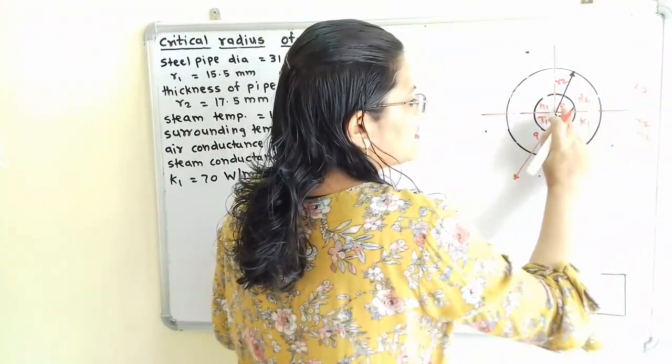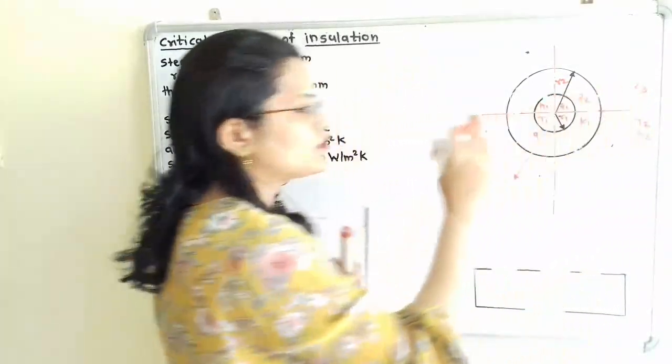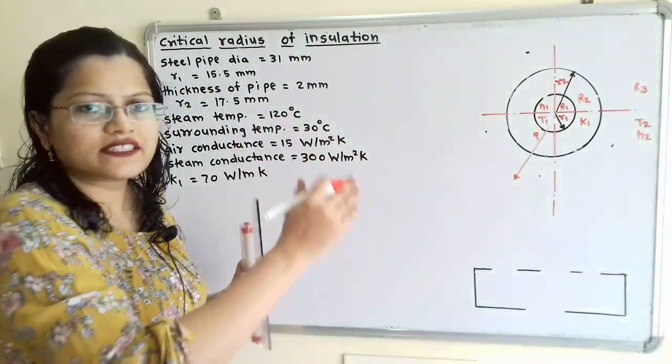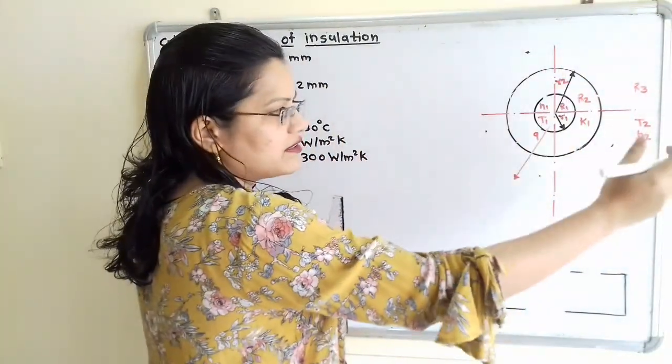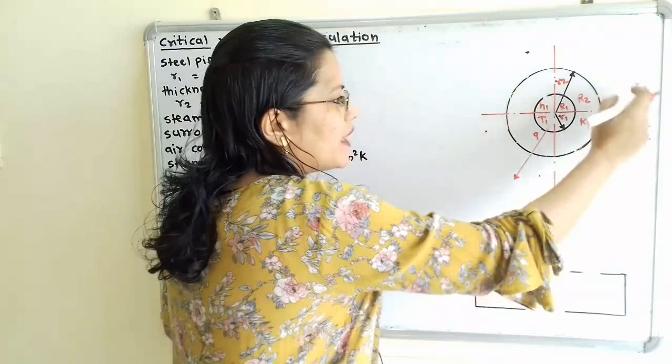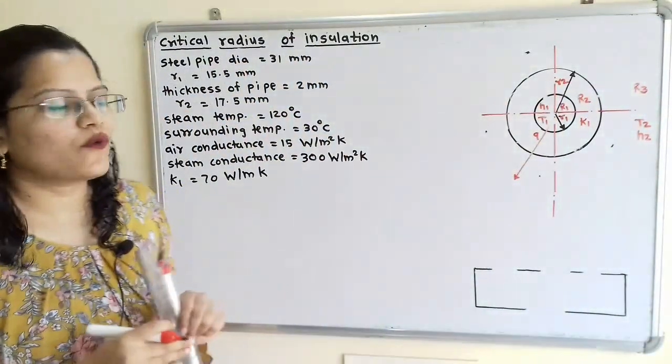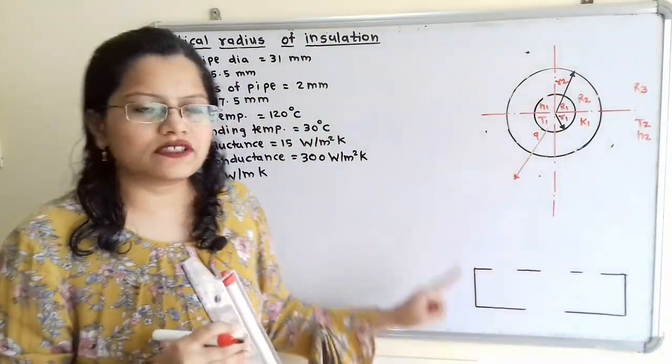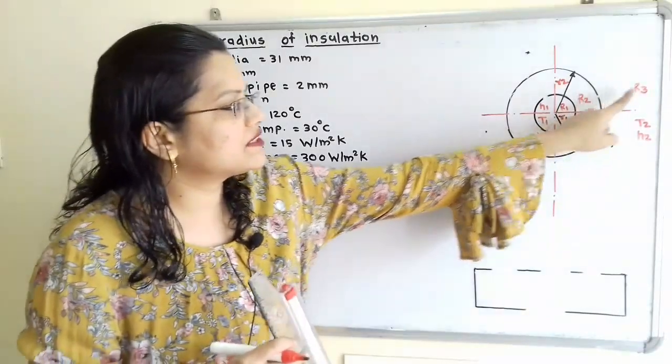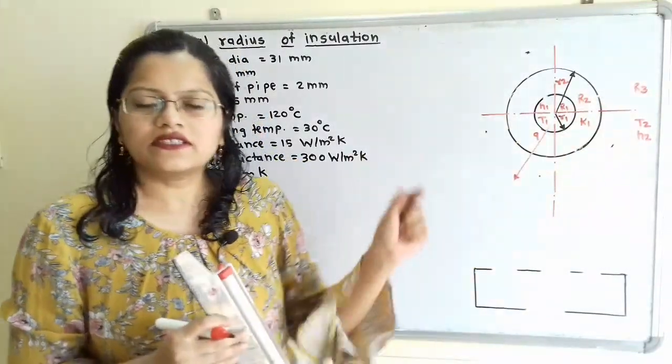So these are the resistances R1, R2, R3. Heat is getting transferred one after the other, that is, R1, R2 and R3 are in series. So while drawing the electrical analogous circuit, we have to show these three parameters in series.